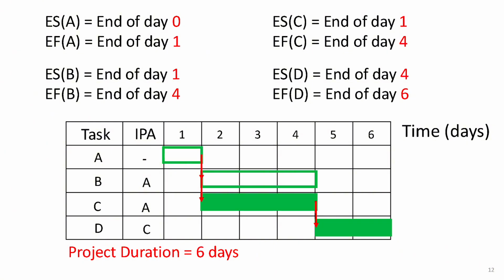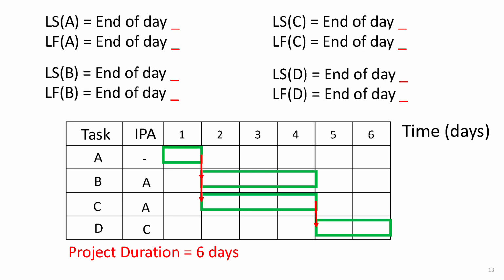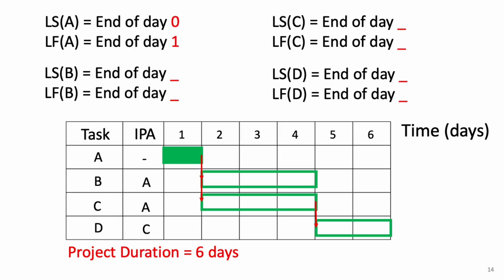Now that we've determined the earliest start and finish times for each activity, what about their latest start and finish times? Let's move on and find out. To calculate late times, you need to determine how much you can delay activities without affecting the project's overall duration. Let's start with activity A.